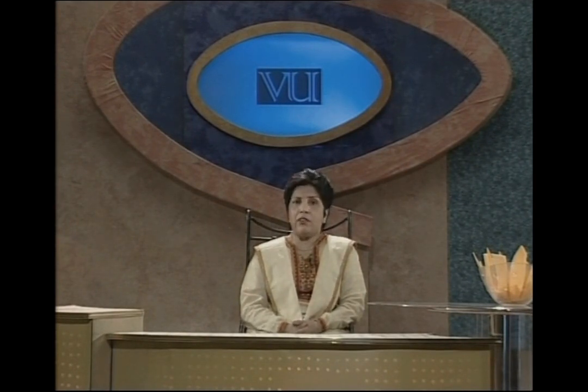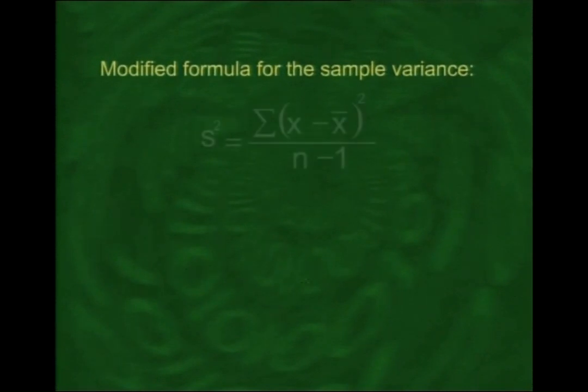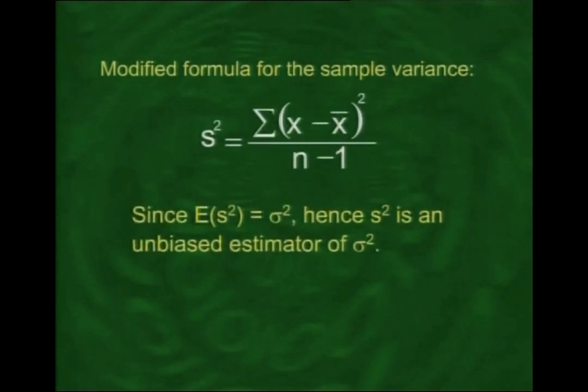And as you now see on the screen, we define small s square is equal to summation x minus x bar whole square divided by n minus 1. And it can be mathematically proved that this new formula is indeed an unbiased estimator of sigma square. In other words, expected value of small s square is equal to sigma square.